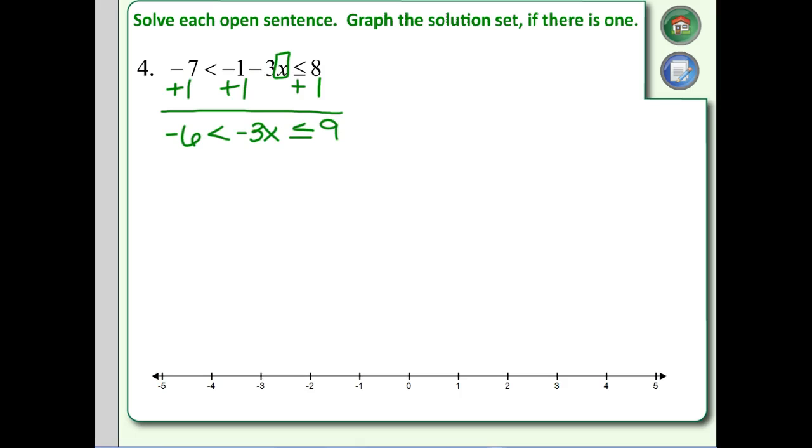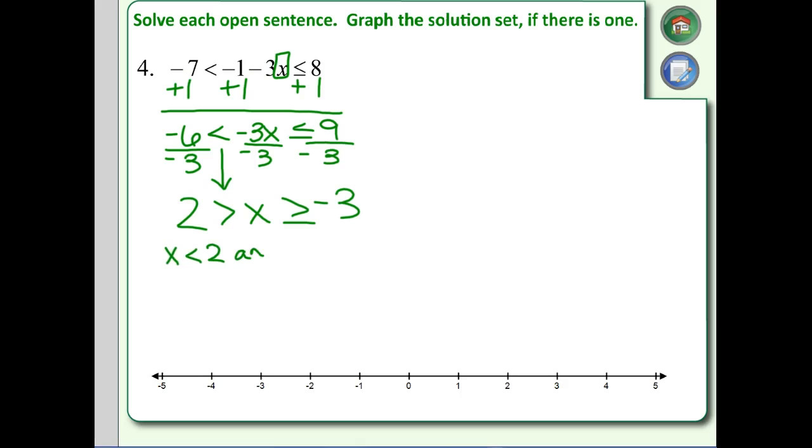Now, do you notice we still don't have x by itself? We're going to have to divide everything by negative 3. Oh, did you hear what we're dividing by? We're dividing by a negative number. So remember, that means that I need to flip my inequality sign. That's important. And then we've got x, and here we divided by a negative number again. So there it is. So that rule, to flip or not to flip, still holds true in this chapter, no matter what section we're in. So this means x is greater than or equal to negative 3, and x is less than 2.